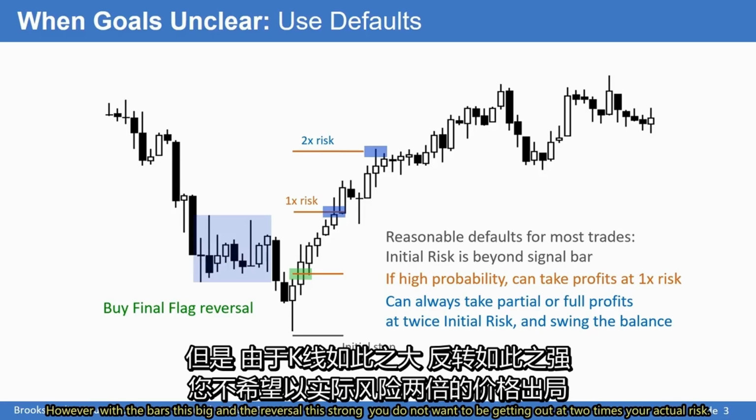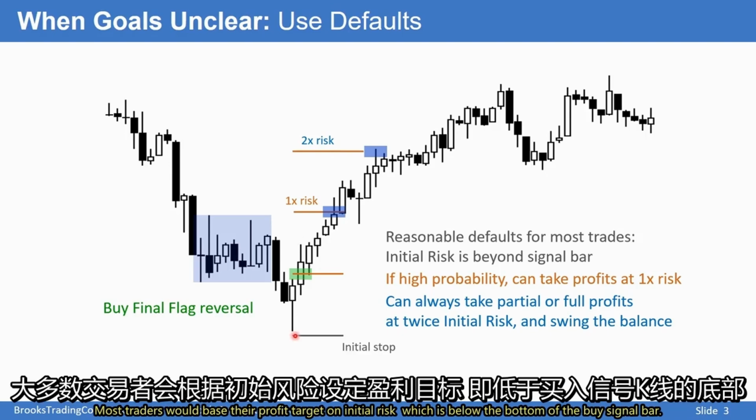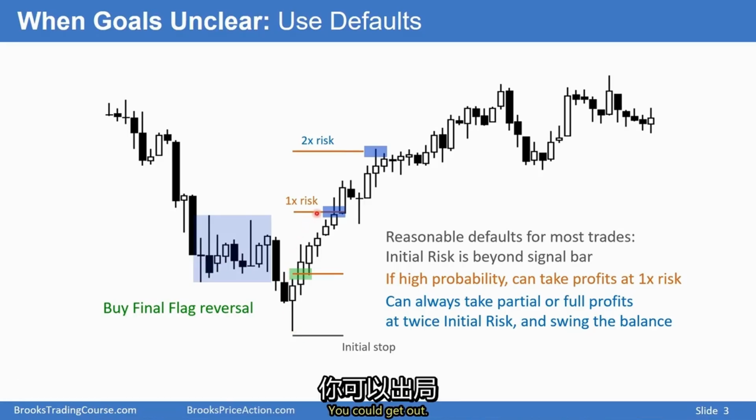However, with the bars this big and the reversal this strong, you do not want to be getting out at 2 times your actual risk. If your actual risk is only 2 ticks or 2 pips, you don't want to be exiting with just 4 pips profit. Most traders would base their profit target on initial risk, which is below the bottom of the buy signal bar. You could get out mathematically.